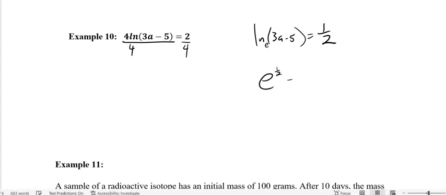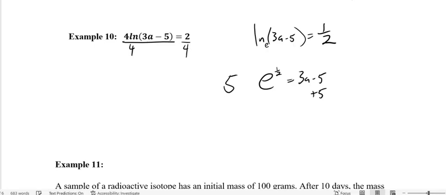Let's see. First, isolate the log just like we did with exponents. So that's the natural log of 3a minus 5 equals 1/2. 2 over 4 is a half. Now do the thing, right? There's a little e here, base e. e to this power equals that. e to the 1/2 equals 3a minus 5. That's a little funny looking. That's the square root of e. I can leave it either way.